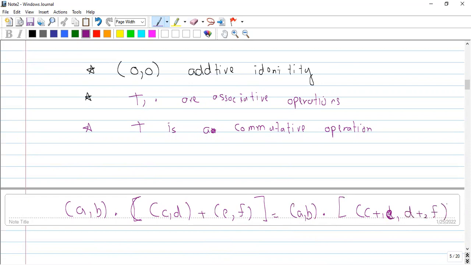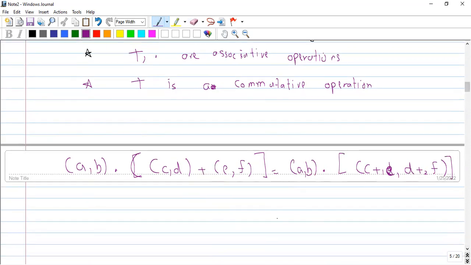Okay. Now when you multiply, how can you multiply? You will multiply A with the first coordinate, with respect to the multiplication of ring 1, which exists in ring 1, and this is E. And also, let me make this bracket. And also you will multiply B with the second coordinate with respect to the multiplication in R2.